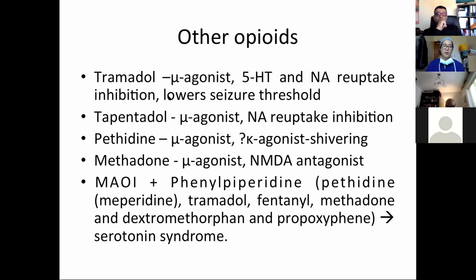And then there are other opioids with additional actions. So your tramadol has serotonin and noradrenaline. Tapentadol has noradrenaline reuptake, so on and so forth. Just have to be careful with your MAO inhibitor and phenylpiperidine because of problems with potential exacerbating serotonin syndrome.